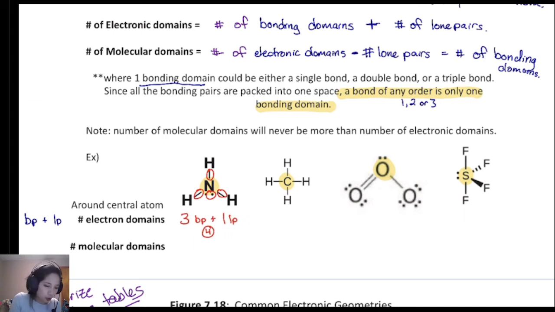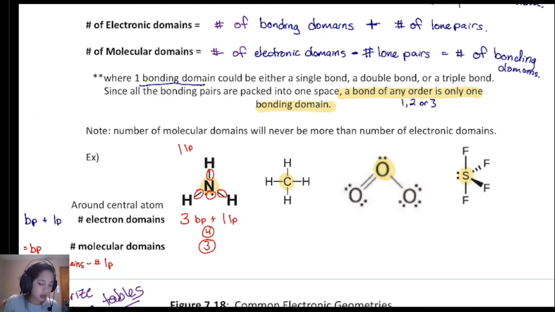And so remember, molecular domains is just equal to the number of bonding domains. Or you can think it's the number of electron domains minus number of lone pairs. So I see 1 lone pair in this molecule, in NH3. So I can either just subtract 1 lone pair from 4, so my answer here is 3, or you can just count the number of bonding domains. So there's three, because there's three NH bonds. All right, so this is an example where the electron domains and molecular domains are not the same.